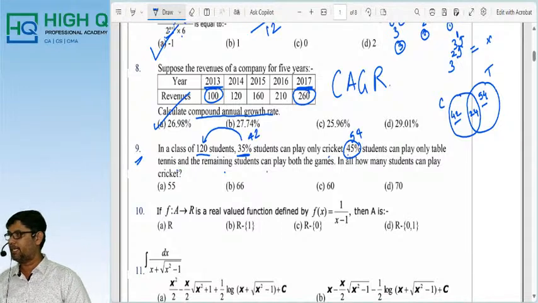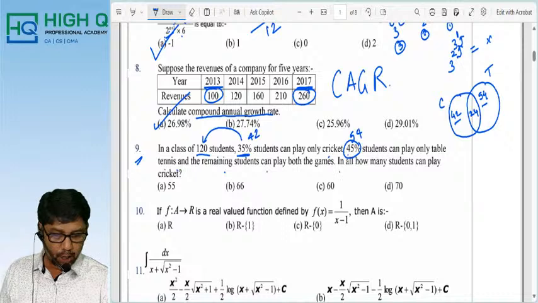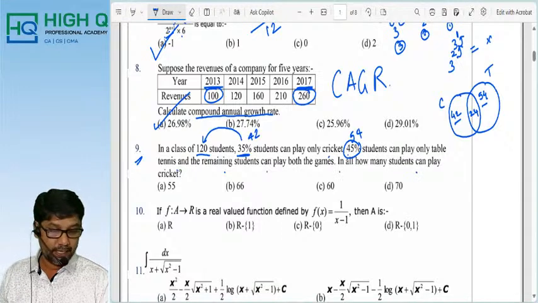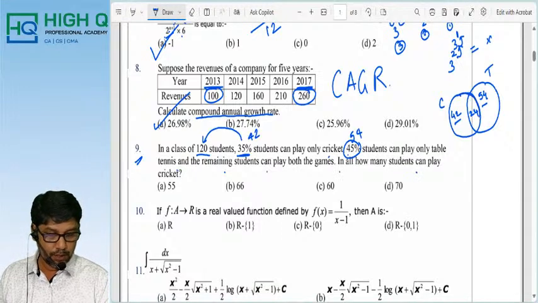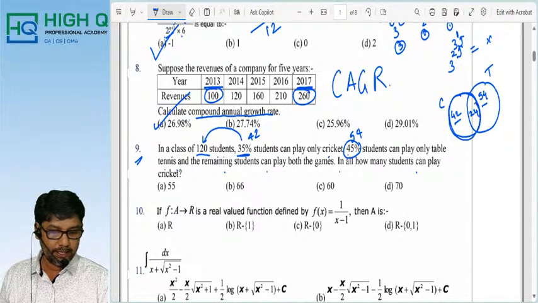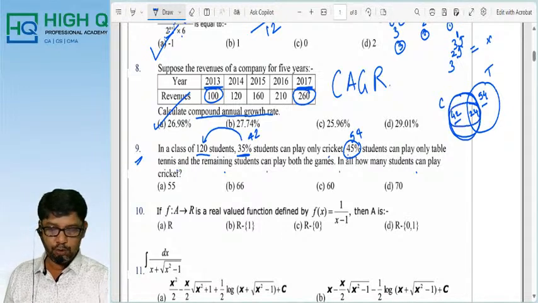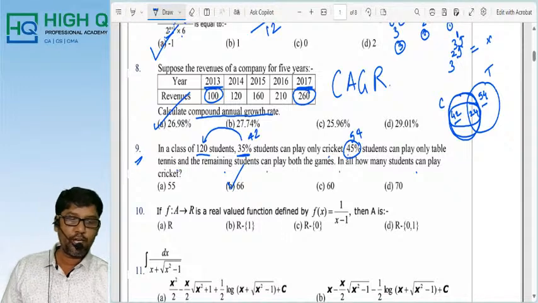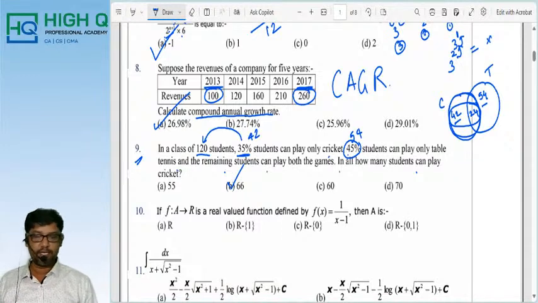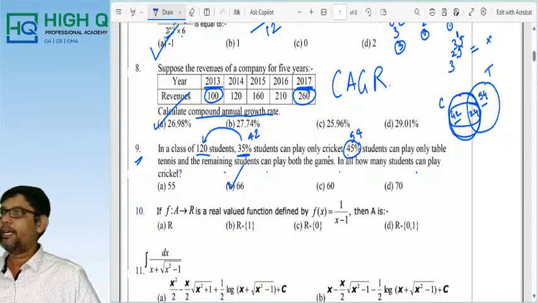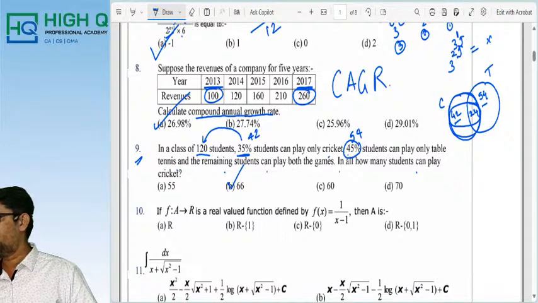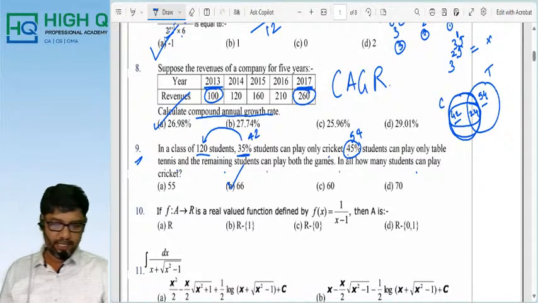Is that correct, my dear? Now what is the question? How many of the students can play cricket? They ask you to find out how many of them play cricket. So 42 plus 24, 66. How many of you got 66 as the answer? Srividya got 66 as the answer. Okay, very good. Perfect. 66 is the right answer.